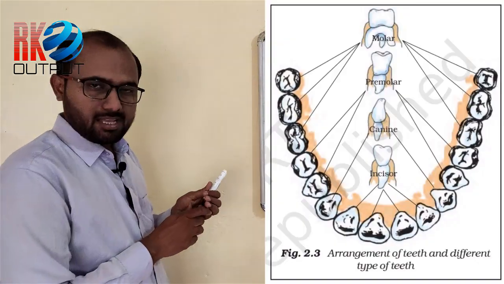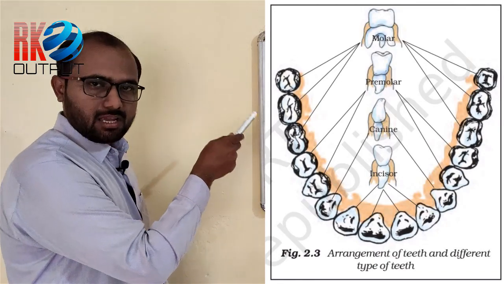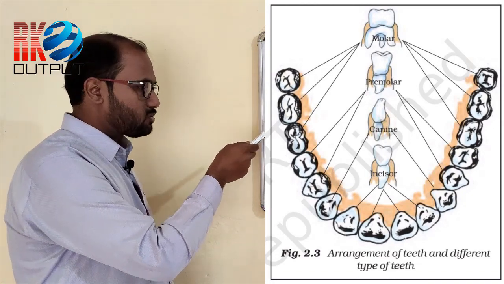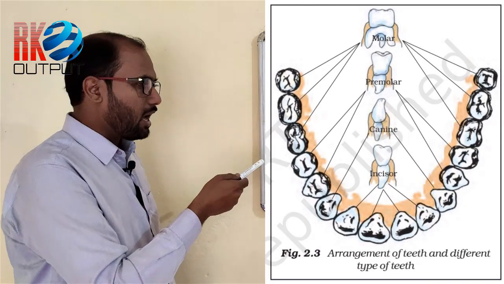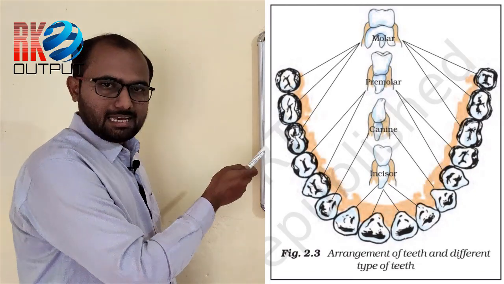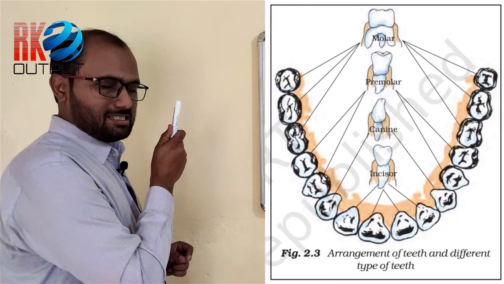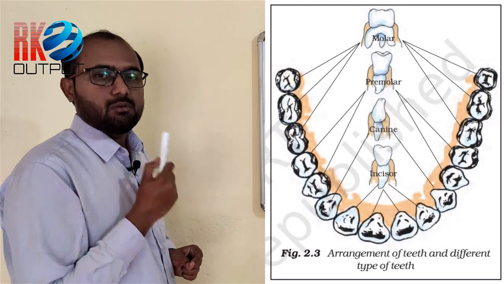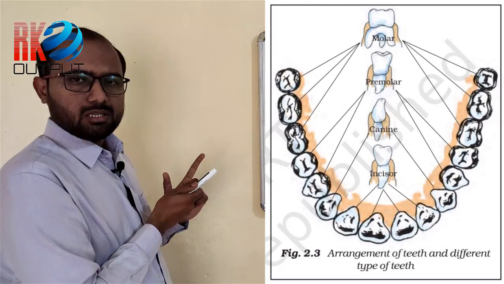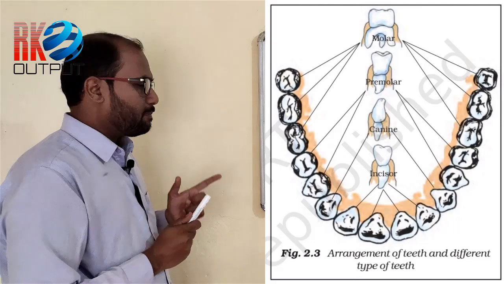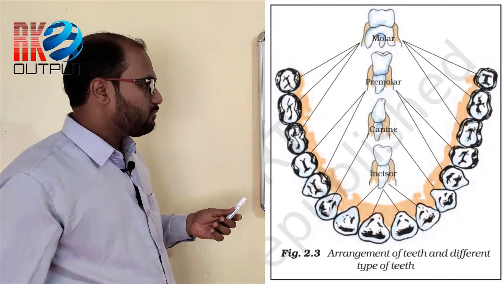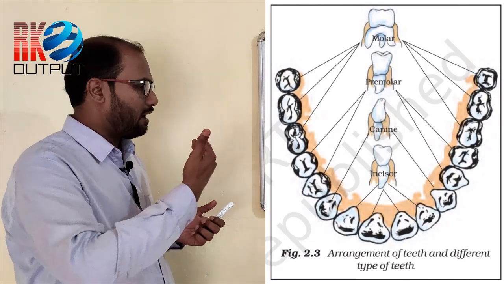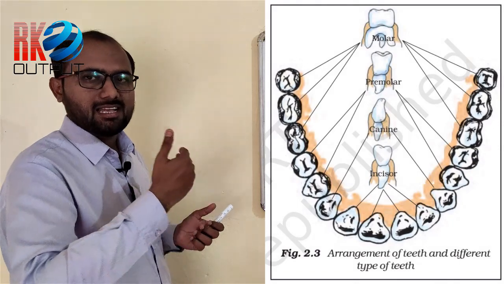You can see in the diagram that at the back side molars are there. After 6 molars we have 4 premolars in one jaw. After that you can see the canine, 2 canines are there. You can even see the shape of the canine. After canine you have the 4 incisors at the front side. Look carefully at the diagram. It is also there in your textbook. After molars there is a premolar, after premolar canine, and after canine there is an incisor.